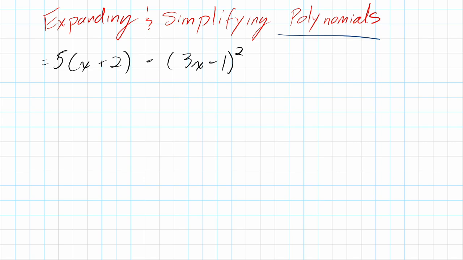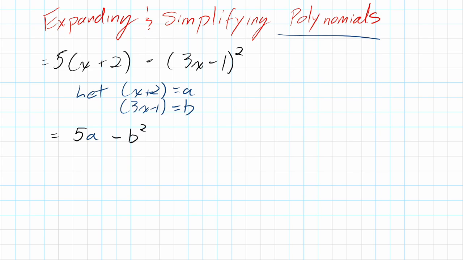So if we take a larger view, I could use even a let statement to make this look a little simpler for me. I'm going to do it just to show us, and then we're going to go right back to it, because it doesn't help with our simplifying, but it does give us a little bit of a bird's eye view. I'm going to say let x plus 2 equal a, and let 3x minus 1 equal b. And the reason we're going to do that is just so we can take a look at how many terms we have. This is a 5a, and this is minus b squared.